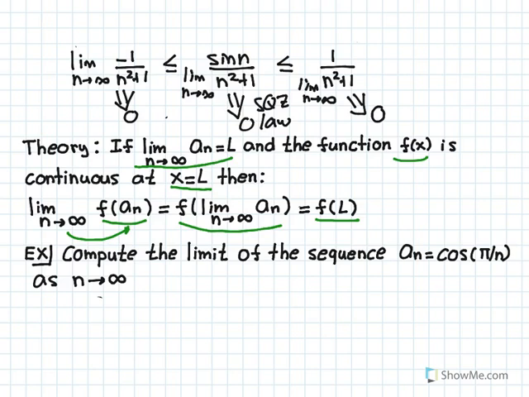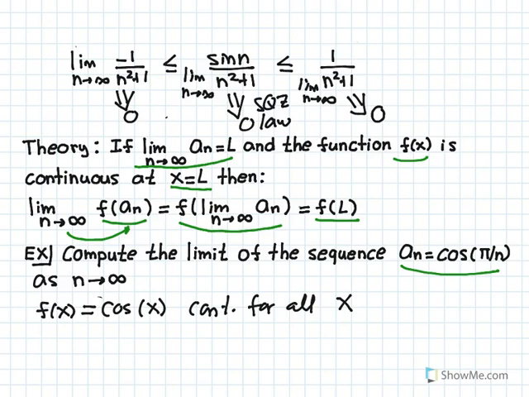So let's look at an example. Compute the limit of the sequence an equal to cosine of pi over n as n goes to infinity. Clearly, we can see that the function f of x equal to cos of x is continuous for all x. In particular, it is continuous at x equals 0. So we can apply this theorem.